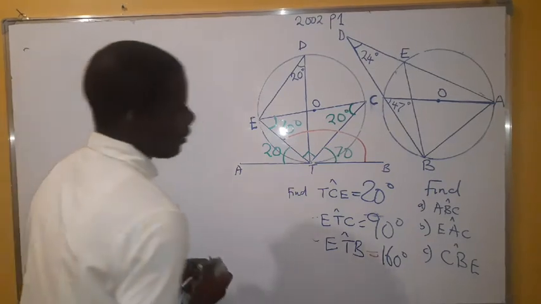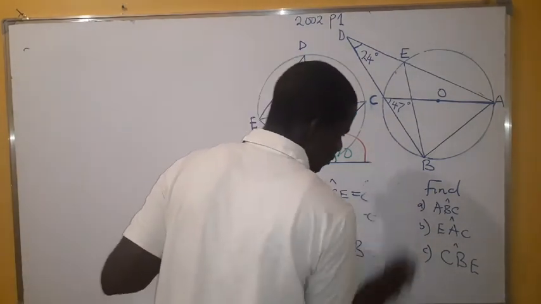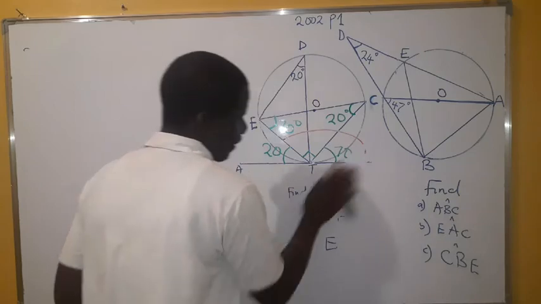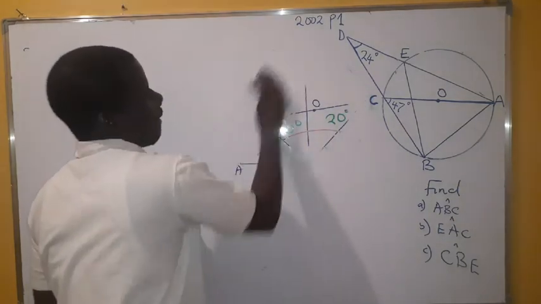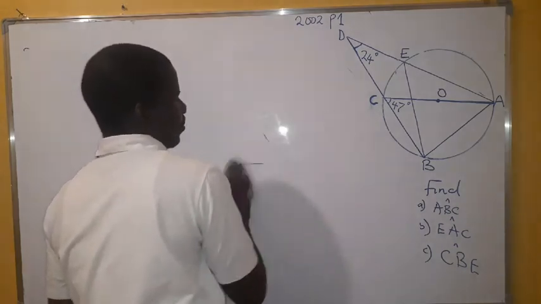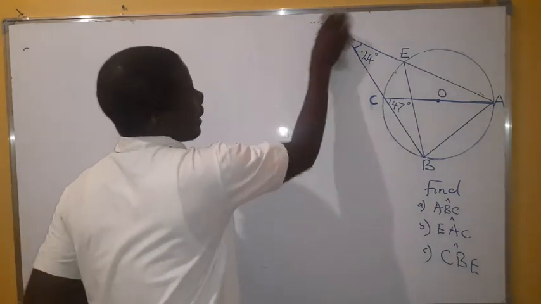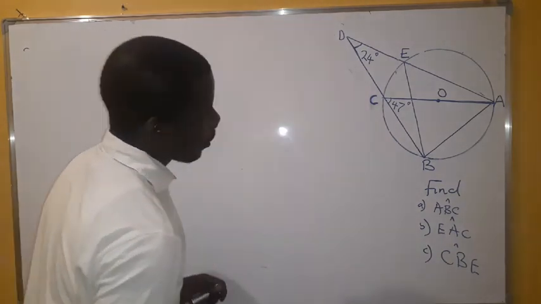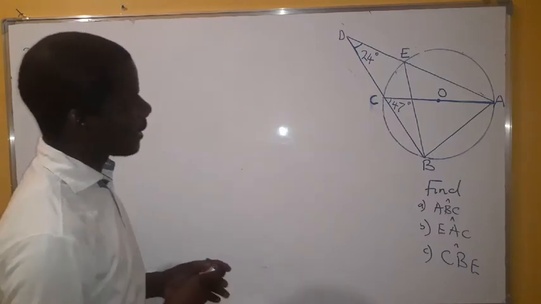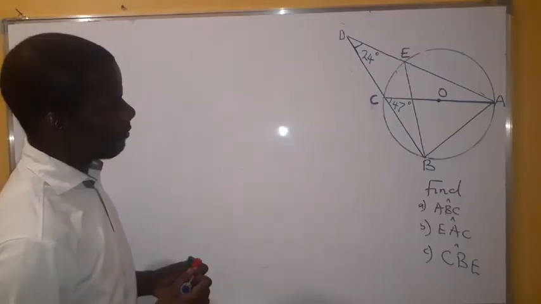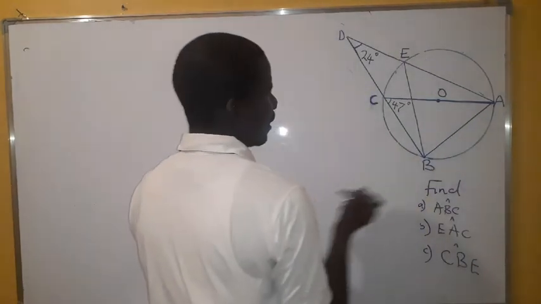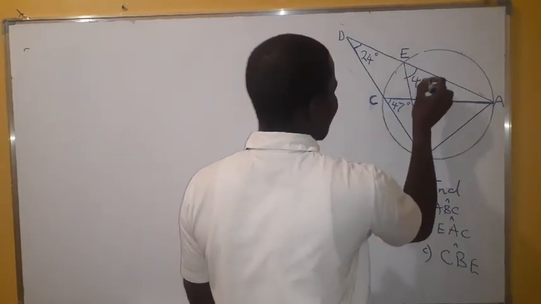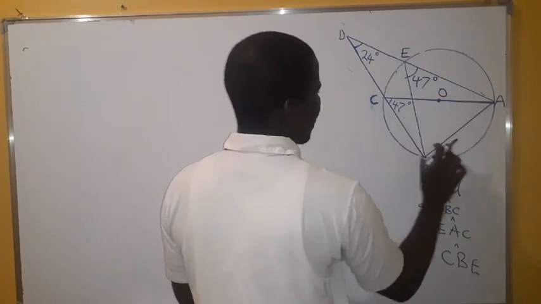2002 paper 1, I'm done with this one. So now I'm going to the last one. So let's see. We work with the information again that is given here. That's very important. So we have the diameter here. Are we together? So this is also angles in the same segment.